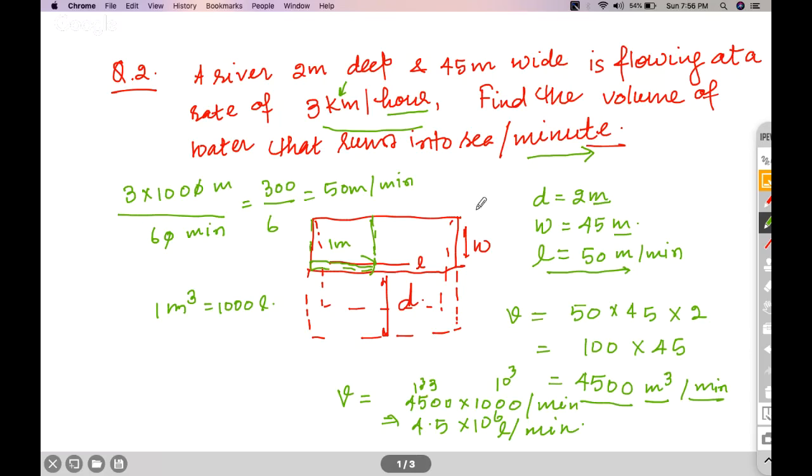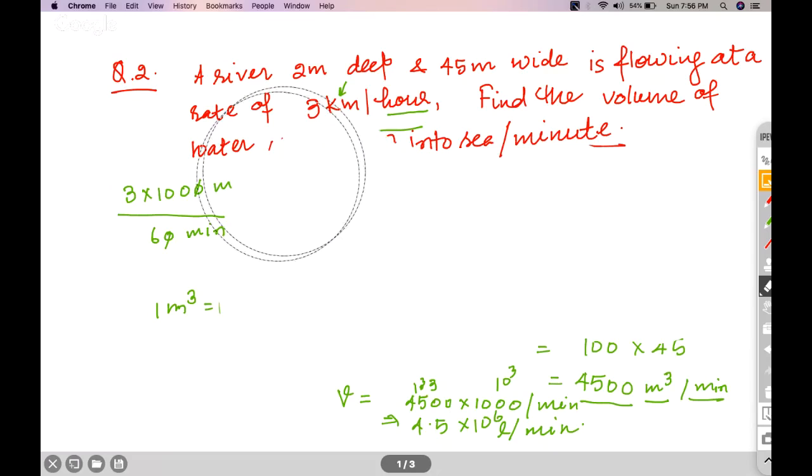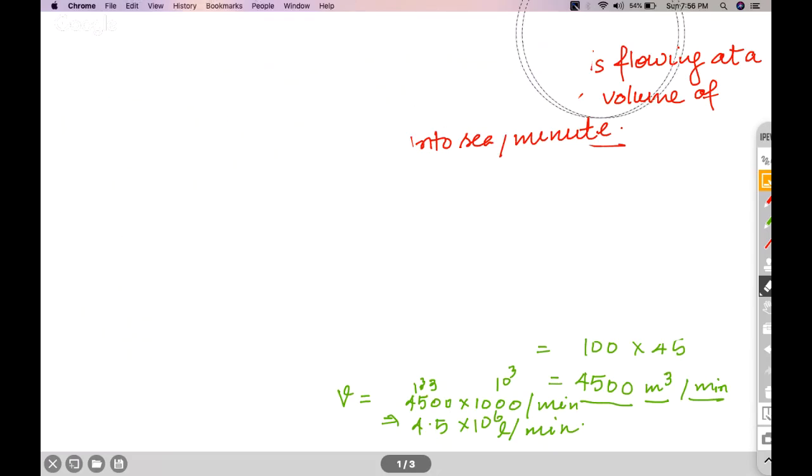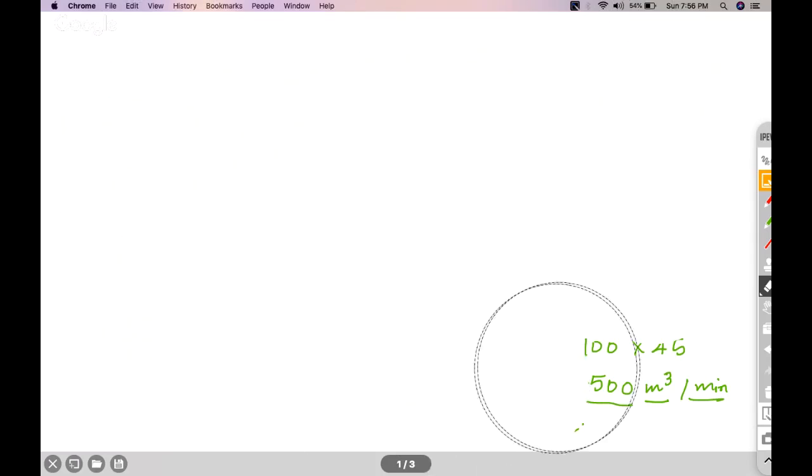Now let me go to the third question. I'm taking 3-4 questions from every topic and then I'll be solving those 3-4 questions. If you have any doubt in any question, you can send me that question on the group, on my number, anywhere. Now look at the question.